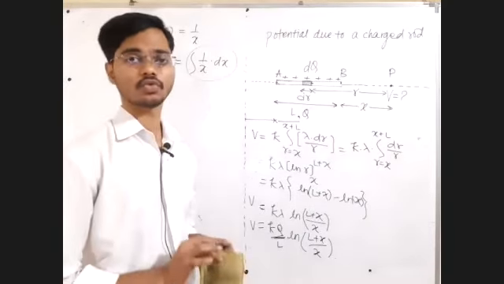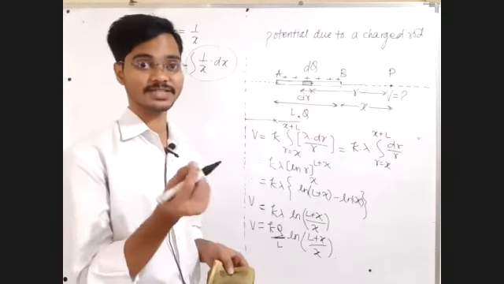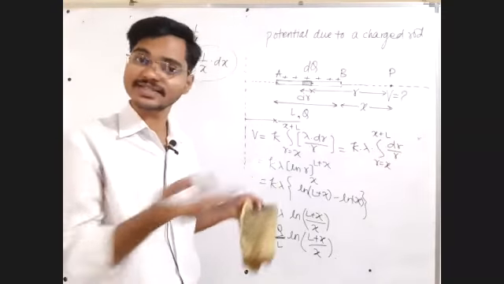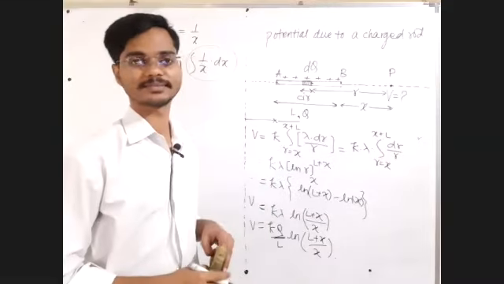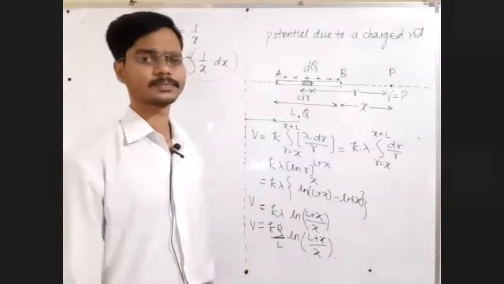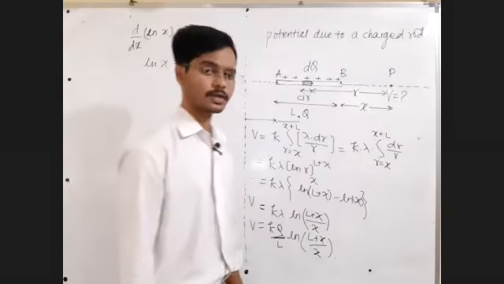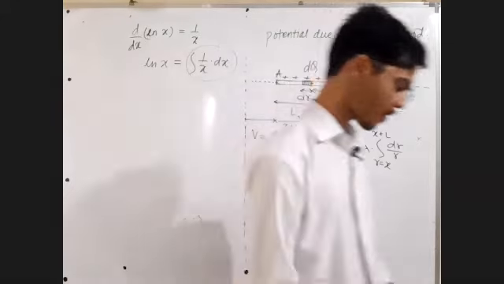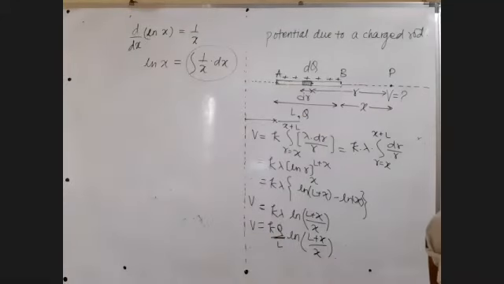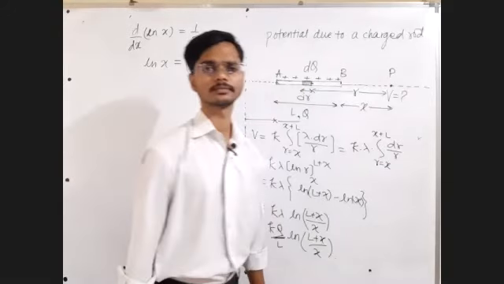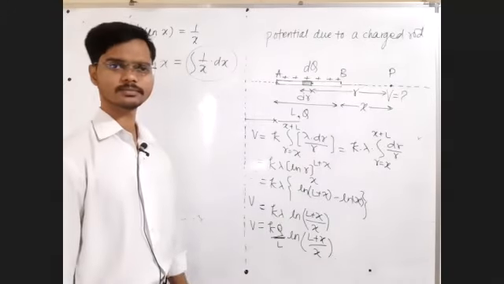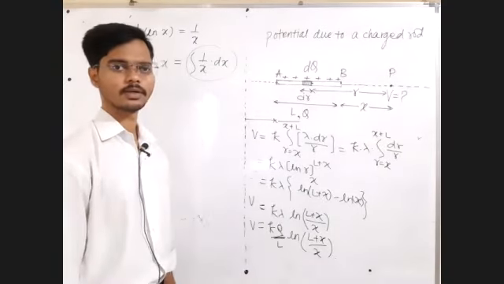Now we know how to find out potential due to a point charge, due to a system of point charges, and due to a charged object. Write it down, understand it, and then reply in the chat box. Done? Very good.